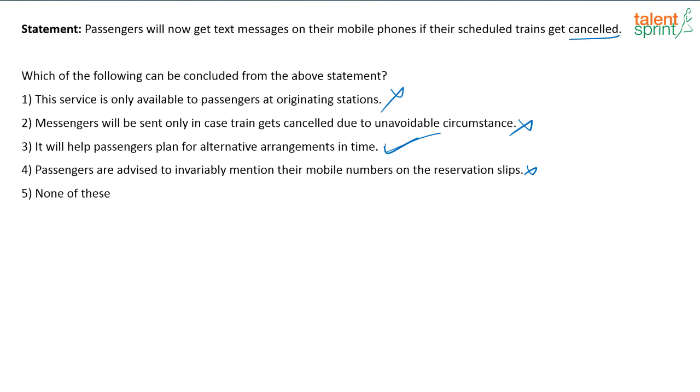Yeah. See, the fourth option seems to be correct, right? It is because obviously it is given in the statement that passengers will now get text messages on their mobile phones if their scheduled train gets cancelled. But out of the options, which is the best conclusion that you can choose? It is this, right? This is basically a facility that is being given when trains are getting cancelled. Now, why is this facility given? To help the passengers, right? So, even though the fourth seems to be a valid option, among all the options, this is the most suitable one. Option 3. Yes, next one.